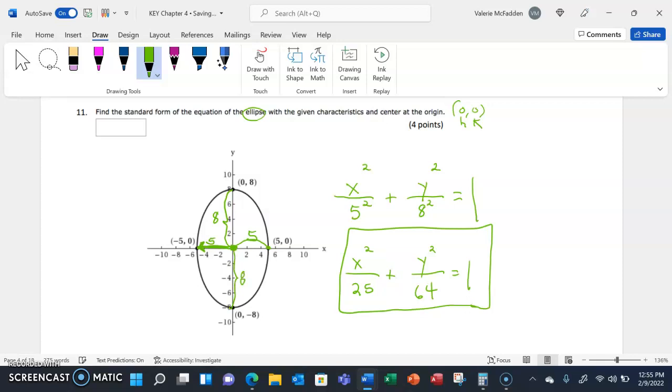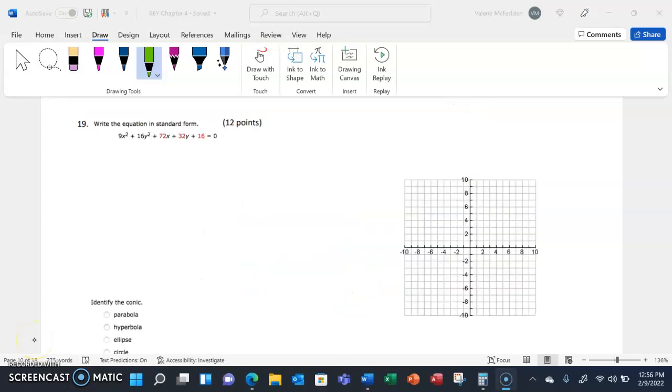Either way, it would have been 8 units from the center on the y-axis. So that's it. Number 19 is an ellipse. I know it's an ellipse because my first indication is I have a plus sign between my x squared and my y squared. The other indication is the coefficients on the x squared and the y squared are different. So if you have a plus sign and different coefficients, it is an ellipse.